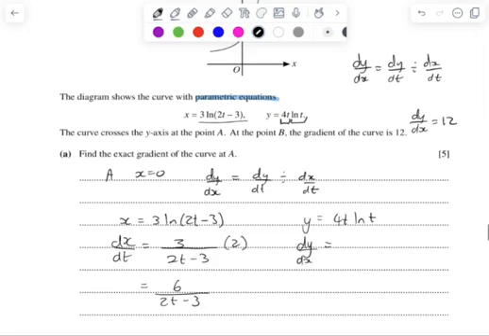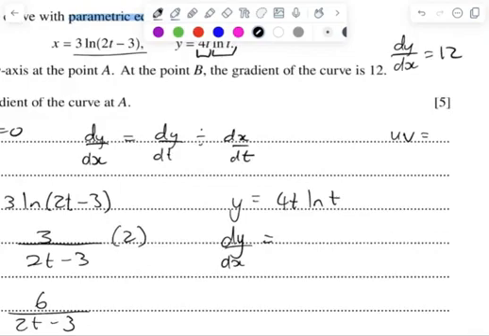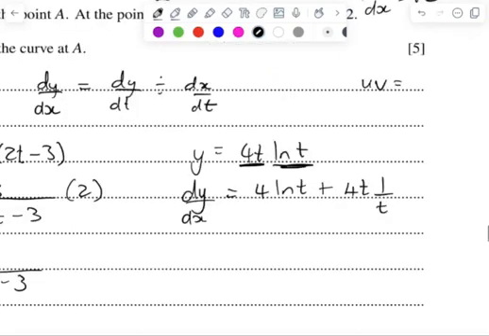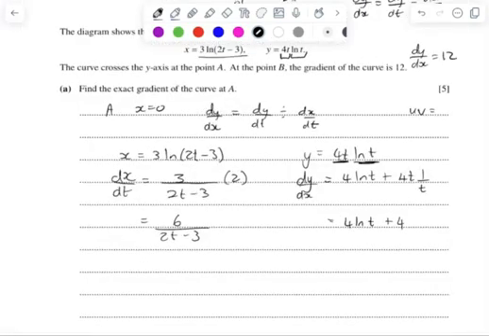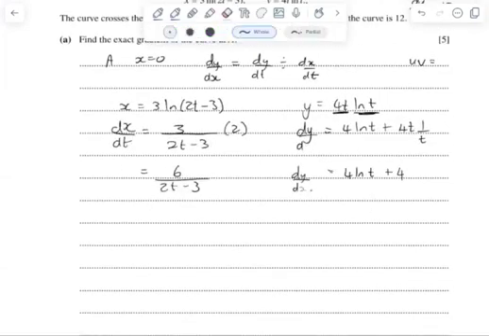So if you go onto your MF19, that is your UV rule. I just do a shortcut here. I don't write it all out. So we've got the product of two things here. Differentiate the first, it's just going to be 4. Keep the second, plus keep the first, and differentiate the second, 1 over t. So if I were to simplify this, I would have 4 ln t plus 4. That's my dy dx. No, that's not my dy dx. That's my dy dt.